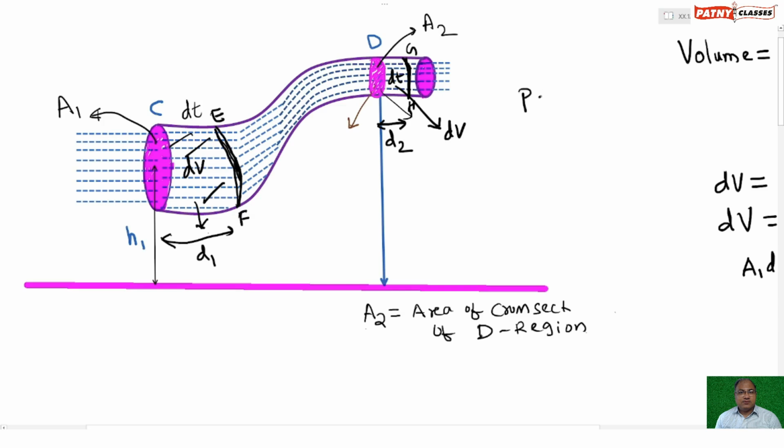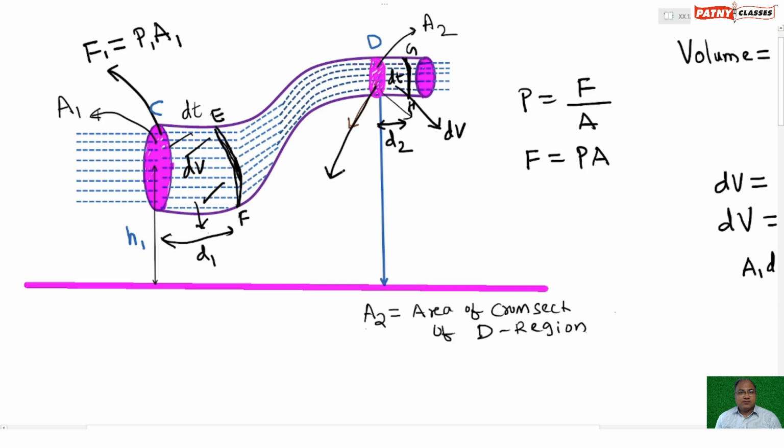Since pressure equals force divided by area, force equals the product of pressure multiplied by area. Therefore, at the lower end, the force F1 equals pressure P1 multiplied by cross section A1. Similarly, at the upper part, the force due to the liquid flow, F2, equals P2 multiplied by area of cross section A2.